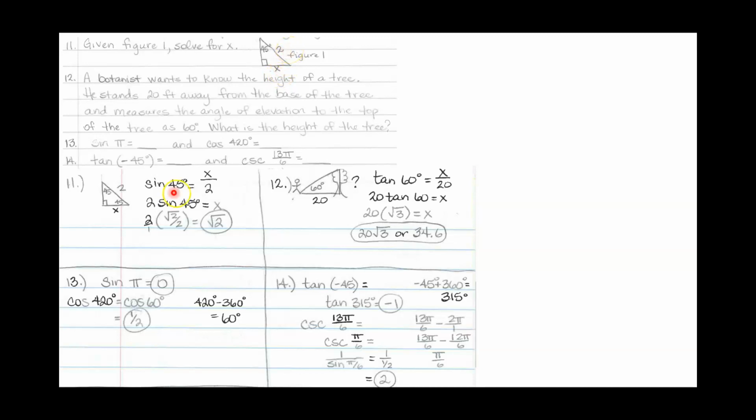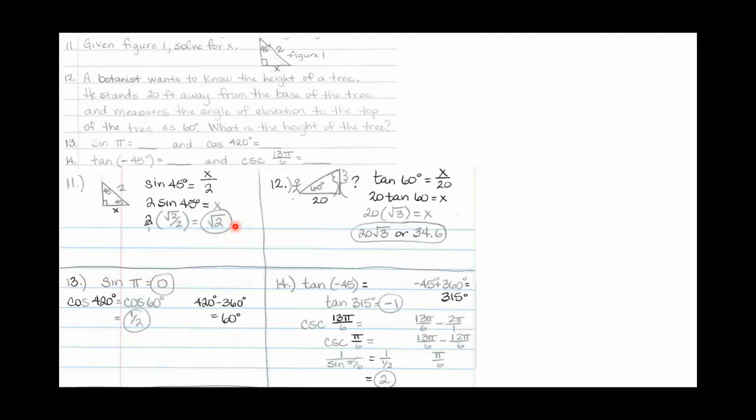So sine of 45 is equal to opposite x over hypotenuse 2. So to get x by itself, let's multiply both sides by 2. So that would give me 2 sine 45 is equal to x. I can look on my unit circle, and the sine at 45 is the square root of 2 over 2. So when I multiply that by 2, I end up with just the square root of 2.